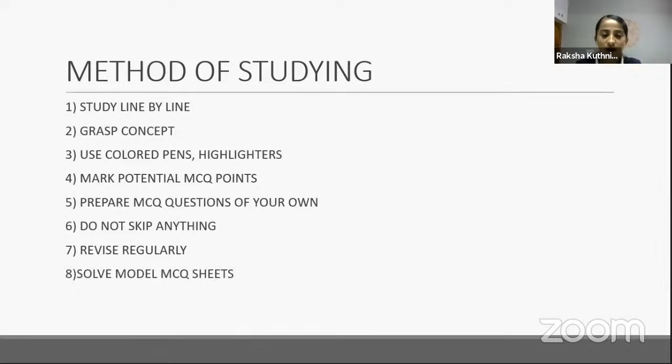Now, solve model MCQ sheets. See, this is at the last. Can you see that I have kept this in the last method, last technique? Why? Because most students are so fascinated by the fact that I solved 500 MCQs, I solved 1000 MCQs. Another person says I solved 1500 MCQs. For what? Why do you want to solve so many MCQs? Instead of that, you could have read the entire textbook itself, right?